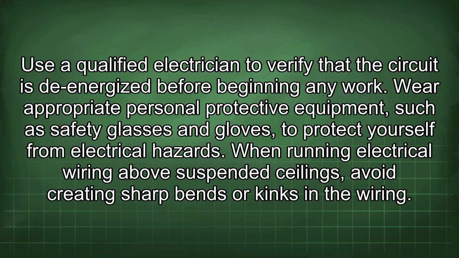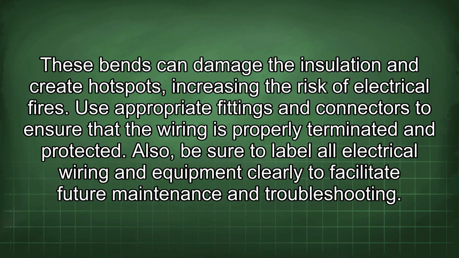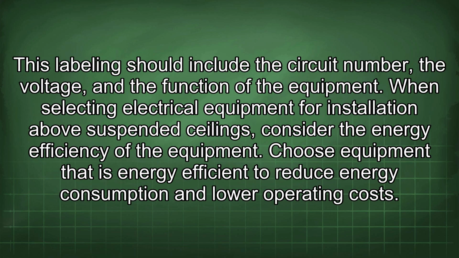When running electrical wiring above suspended ceilings, avoid creating sharp bends or kinks in the wiring. These bends can damage the insulation and create hotspots, increasing the risk of electrical fires. Use appropriate fittings and connectors to ensure that the wiring is properly terminated and protected. Also, be sure to label all electrical wiring and equipment clearly to facilitate future maintenance and troubleshooting. This labeling should include the circuit number, the voltage, and the function of the equipment.